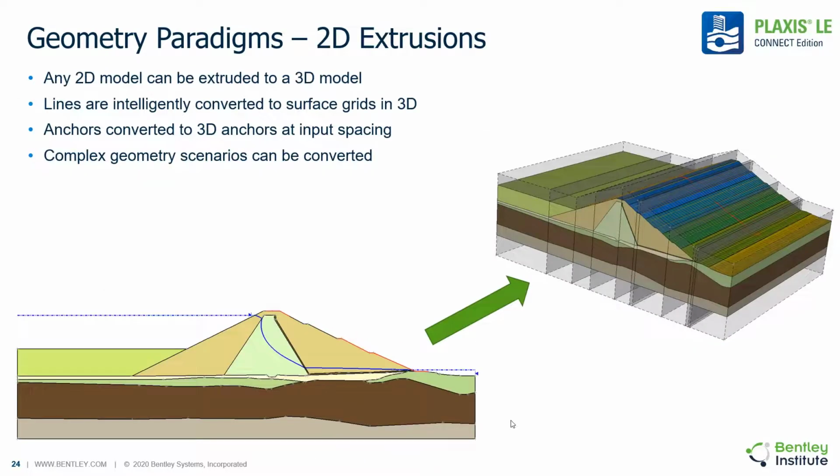For the 2D extrusions, any PLAXIS 2D LE model can be saved as a 3D model. The lines will then be intelligently converted to surface grids in 3D. In the same way, the anchors will be converted to 3D anchors, respecting the out-of-plane spacing defined in 2D.